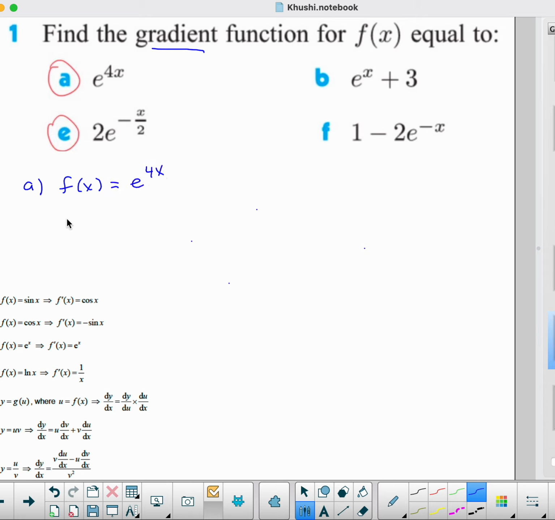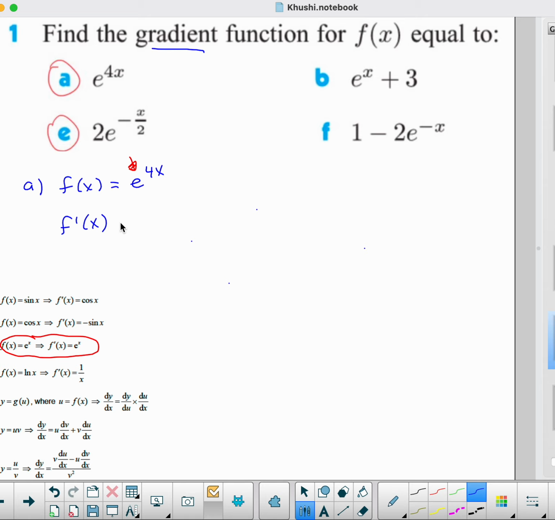This is a chain rule, Kush. This is a chain rule. It's a little weird. The outside function is the e, right? And the derivative of e to the x is e to the x, no matter what is up there. The derivative of e to whatever's up there is equal to e to whatever's up there.